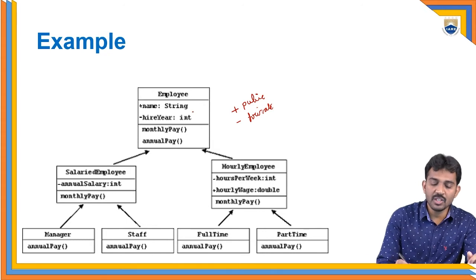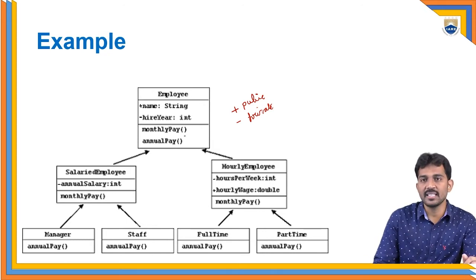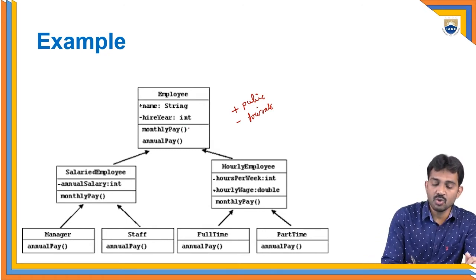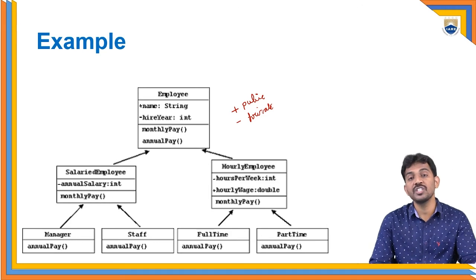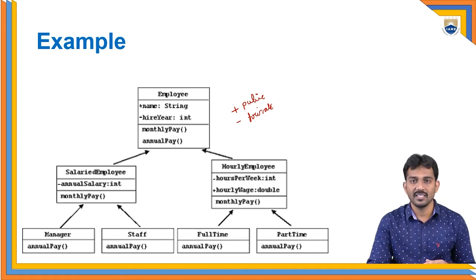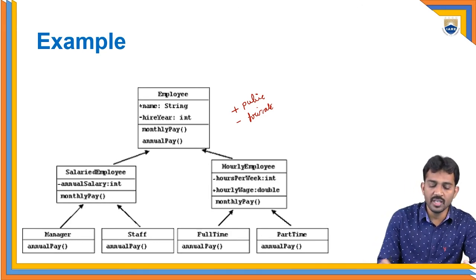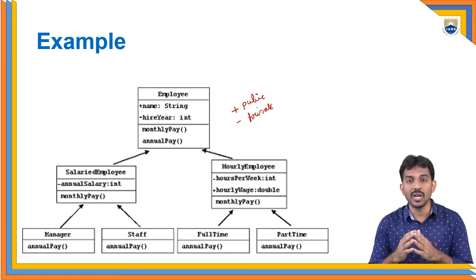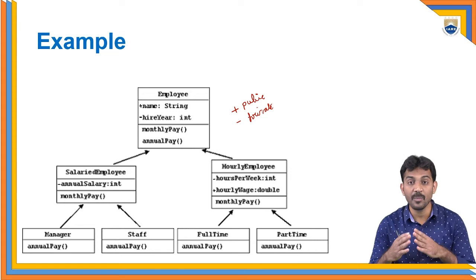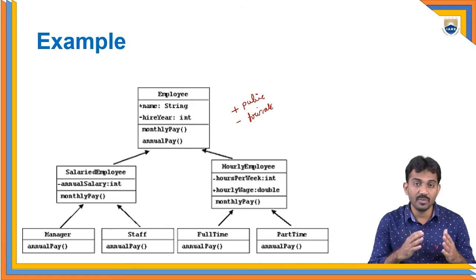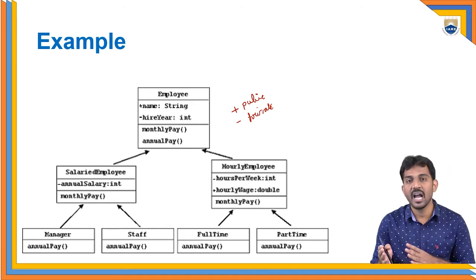Coming to monthly pay and annual pay, these two are abstract methods. No need to implement them here. The implementation is only possible in the subclasses. Again, it is divided into two classes. One is the salaried employee and the other is the hourly employee. It means employees are categorized into specialized classes. Employee is a generalized class, and now we are going to specialize it into salaried employee and hourly employee.